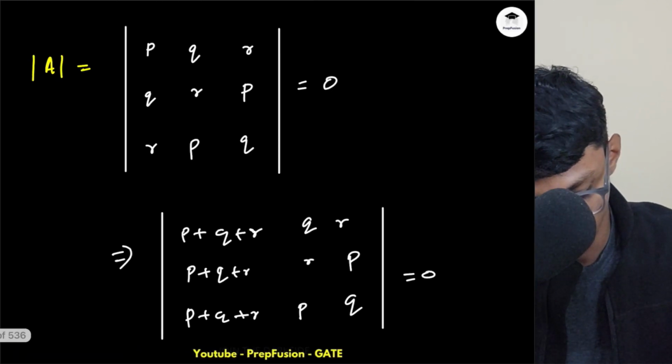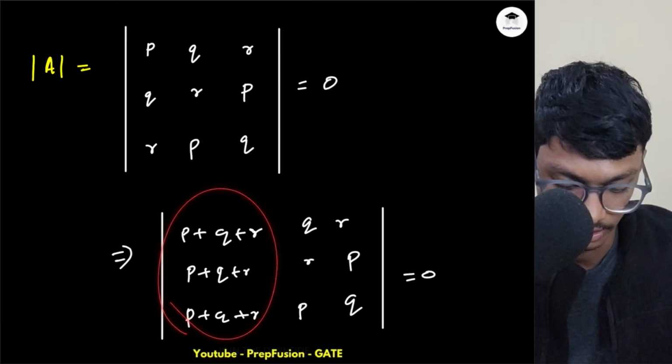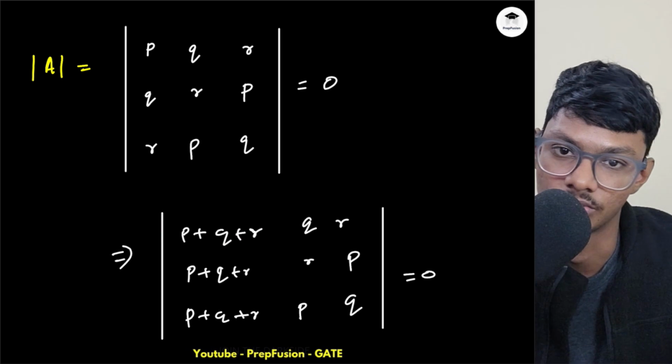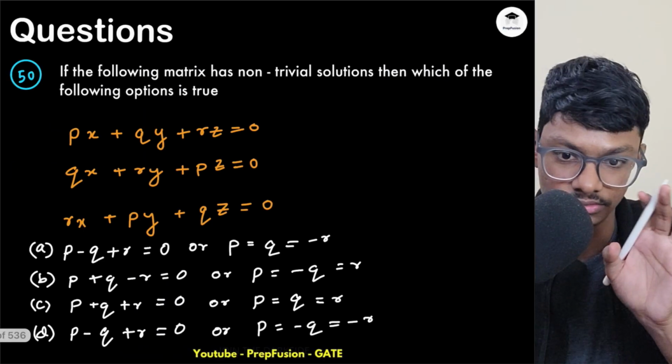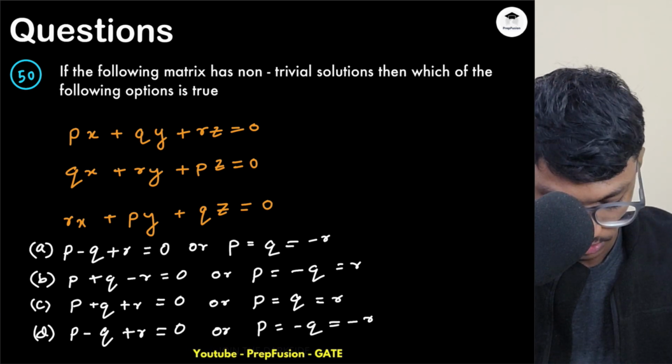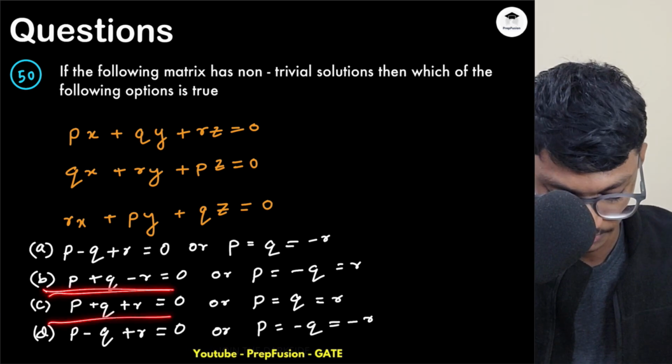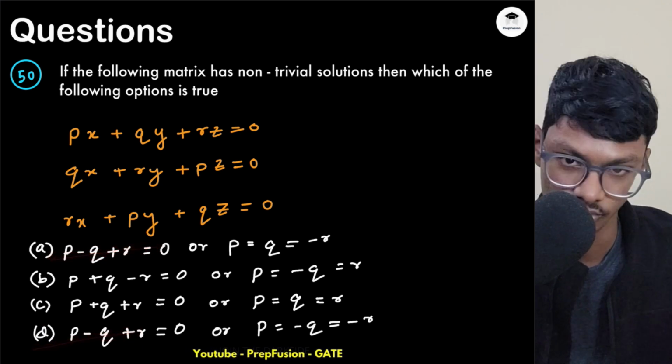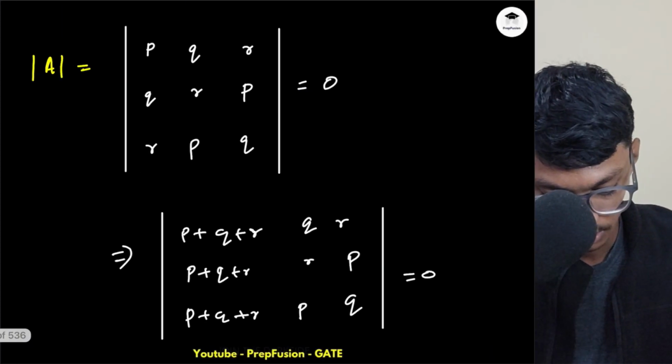Now either you can take this common and say that P plus Q plus R can be equal to 0. That is one case. If it is equal to 0, then my determinant will be 0. So yes, this option is satisfying. These two are gone, these two are not possible. Let's come back to the next term.